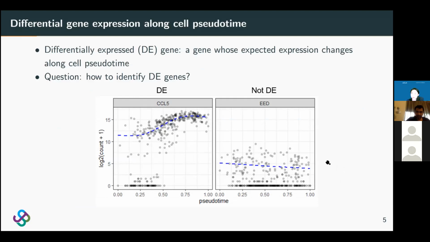And this is the usual framework for all DE analysis in genomics and RNA-seq analysis. It's not specific to pseudotime DE. Also, if you want to detect DE genes between two cell types, people talk about two-sided tests, so either cell type could have the gene more highly expressed.